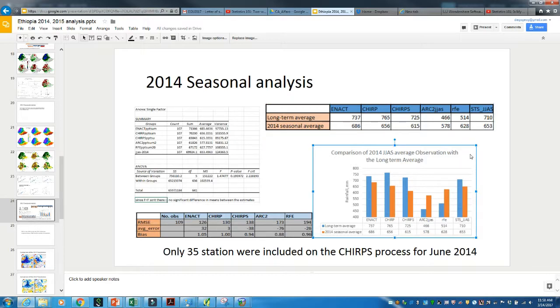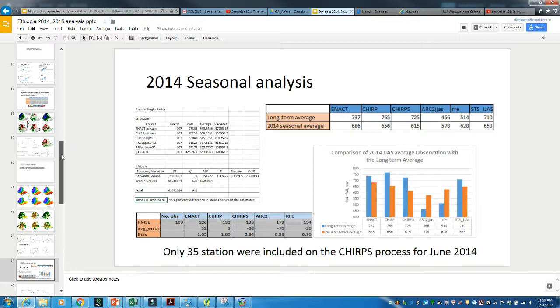So this graph summarizes the whole thing. Here we are comparing the long-term average in blue and the seasonal total in orange, and we see that in stations, CHIRPS, CHIRP, and ENACT, the long-term average is higher than the seasonal total for 2014, while in ARC and RFE, the long-term average is much lower than the seasonal total. And that is why we are getting positive anomalies for these two and negative anomalies for the others. So that is a summary of what we have so far.